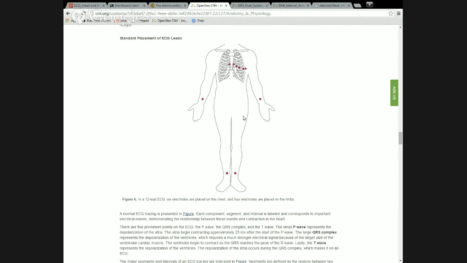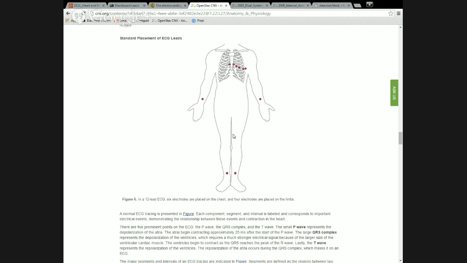The standard EKG that's done quickly in the doctor's office, they do actually put the electrodes on the ankles because it's pretty easy to do that. And that person doesn't have to walk around while the recording is taking place. Anyways, those are the locations the electrodes are placed.